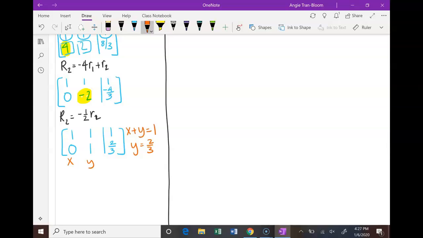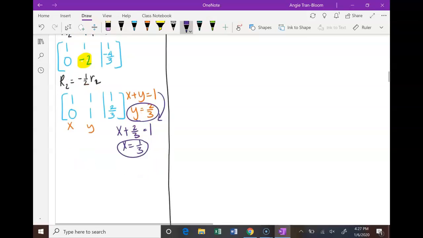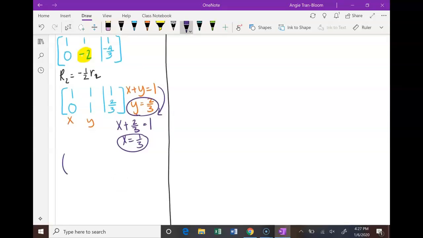If you know y is 2/3, we can definitely solve. This will become x plus 2/3 equals 1. I mean x equals 1/3. You have y right away. We solve for x, so we write it as an ordered pair: 1/3, comma, 2/3, and box that up.